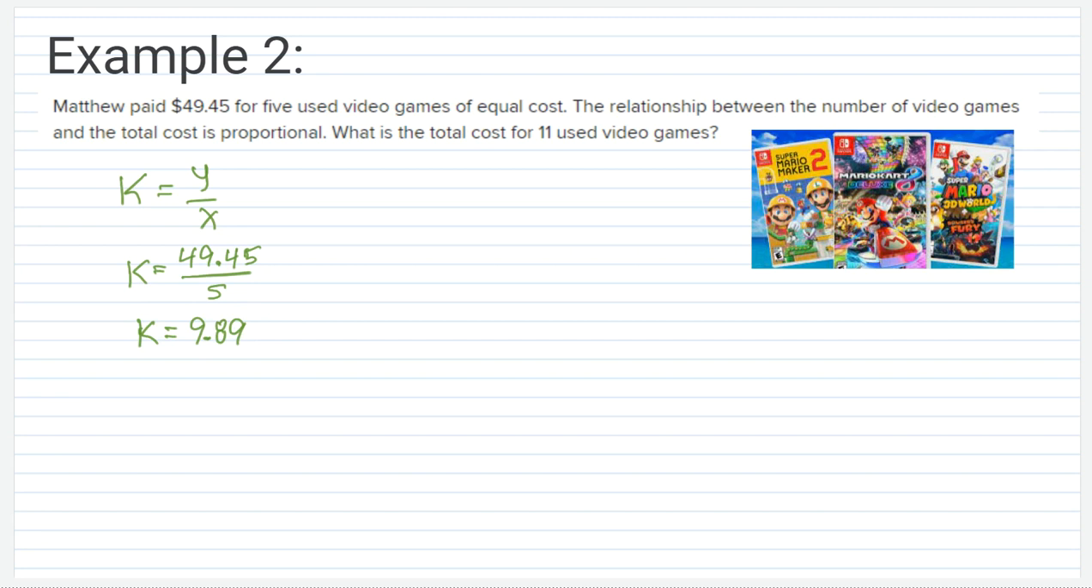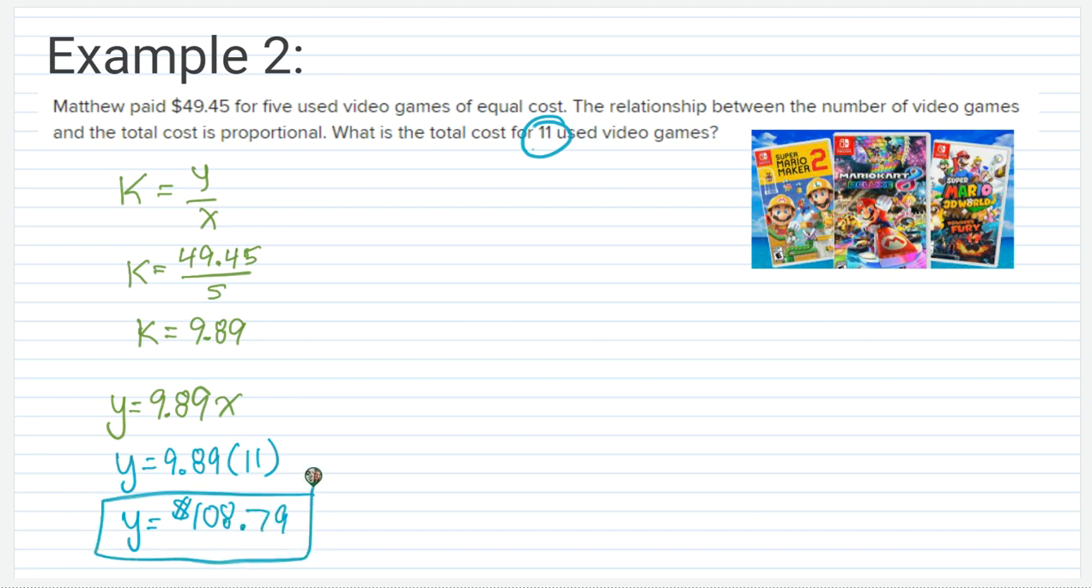So when I write out my equation, y equals 9.89x, and x is going to be replaced with this value here, 11, right? Because now we're trying to find the cost for 11. So it's going to say y equals 9.89 times 11. And we find out that our total is $108.79. So on that one, we set up the equation. First, we had to find k, set up the equation, and then solved it by replacing the value of x with the 11 and got our final answer.